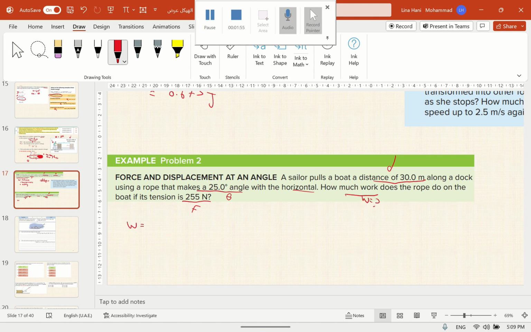So the work done by the rope is equal to the tension force in the rope multiplied by the distance traveled by the boat times the cosine of the angle between them. Now this is the tension force. It makes an angle of 25 with the horizontal. And the boat is not moving in the direction of the force, it's moving forward. So this is the displacement. So you can see that this is the angle between F and D, 25 degrees. The force is 255. The distance is 30 meters. Cosine of the angle between them, 25.